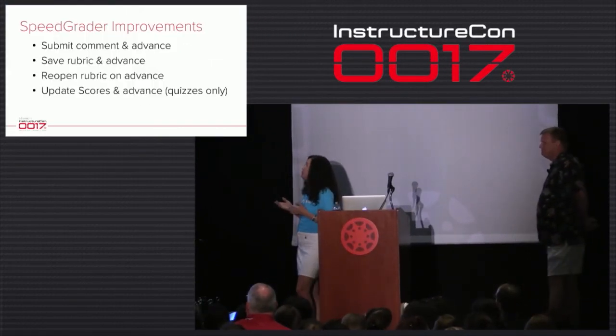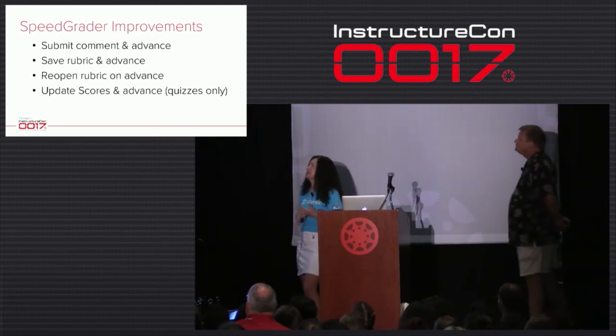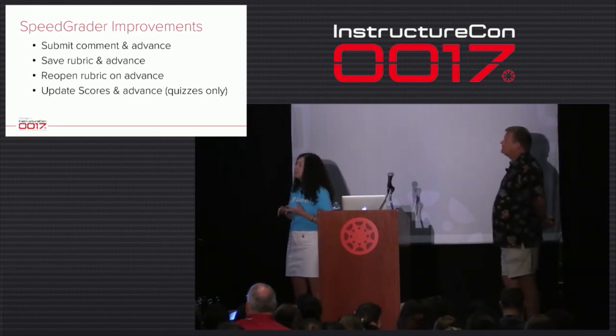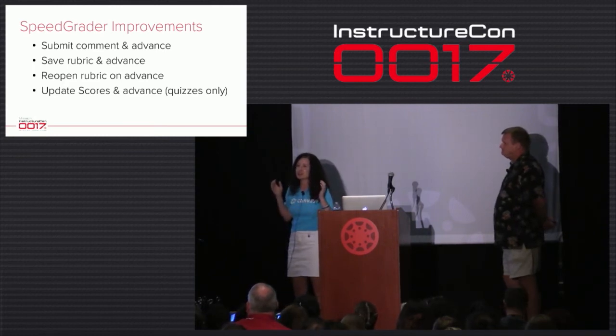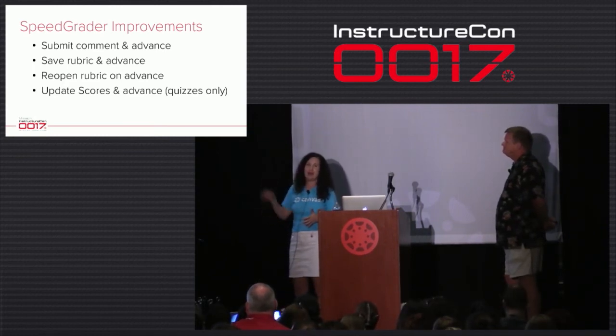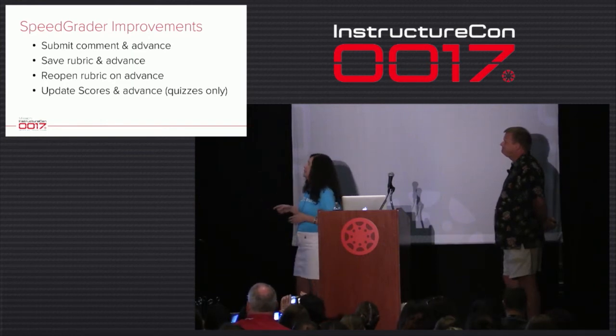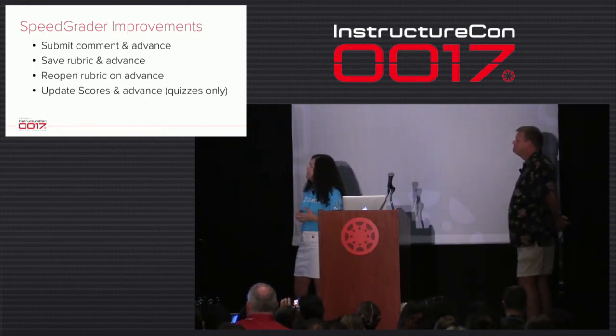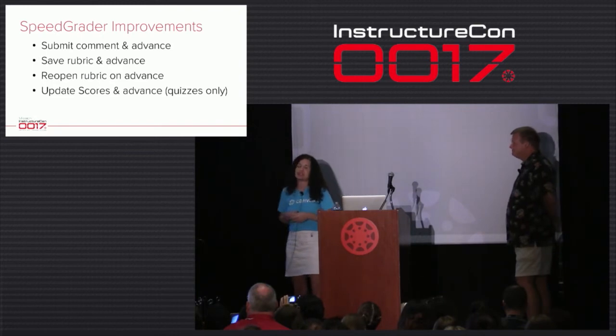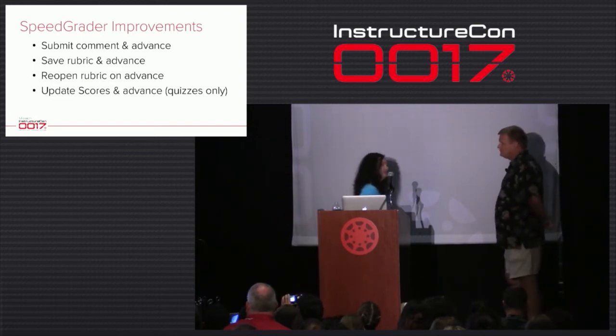So what are the SpeedGrader improvements? Submit comments in advance, save the rubric in advance, reopen rubric in advance, which honestly for me, just the fact that the rubric is already open and ready to go, I can just start clicking on the rubric. And update score in advance, which was for quizzes only.